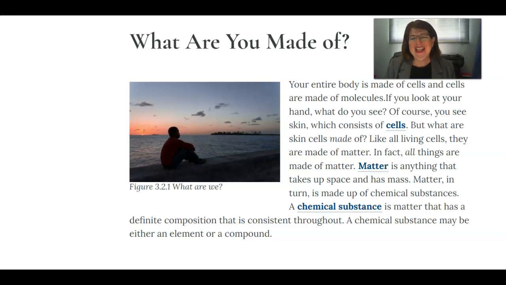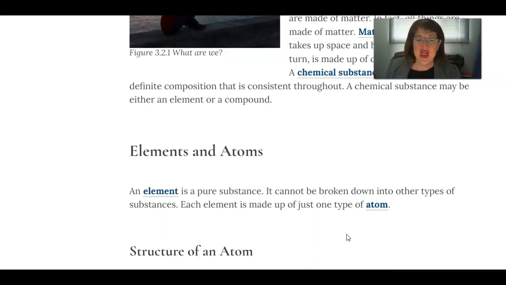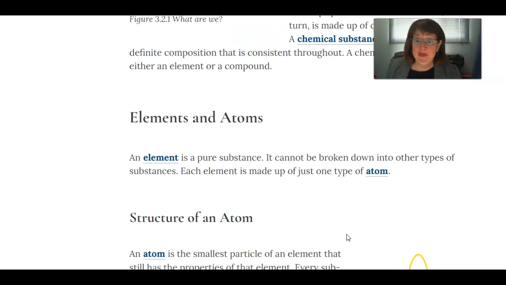You are made of cells, but cells are made of even smaller things. They're made of matter. Now, you are matter if you take up space and you have mass. So you know what? You matter. A little pun there for you. So matter is anything that's made up of a chemical substance, and a chemical substance is something that has a unique composition. So we're going to look at the composition of matter.